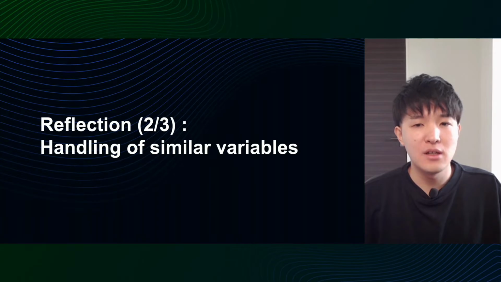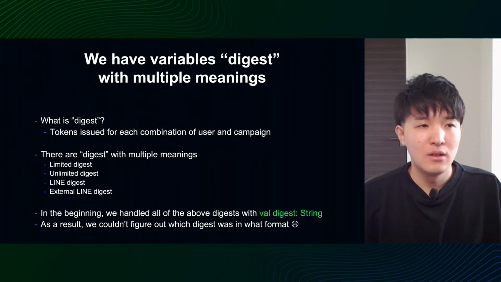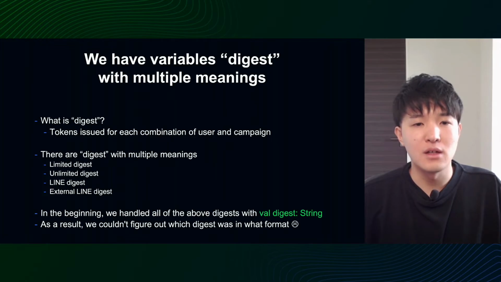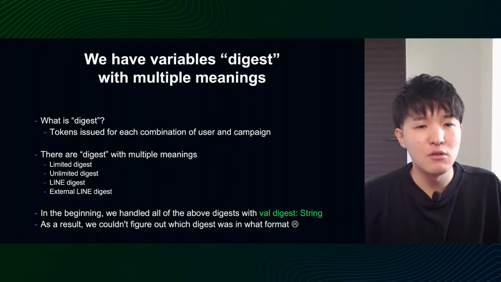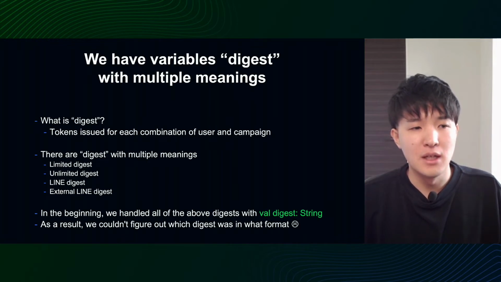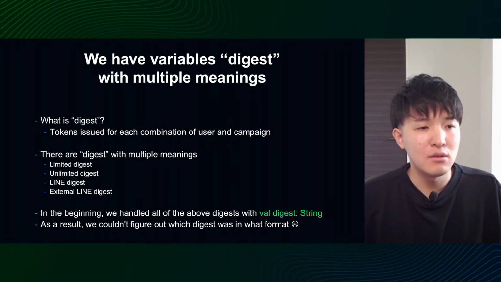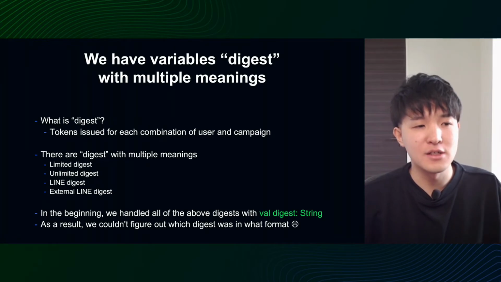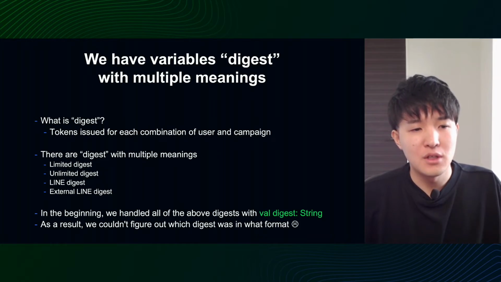Now, here is the second regret. That is about handling of similar variables. Our product has a variable called digest, which can mean multiple things. It's like tokens used for each combination of user and campaign. Under digest, there are multiple kinds. You don't have to memorize them. Limited digest, unlimited digest, line digest, and external line digest are some examples. Don't try and memorize them.